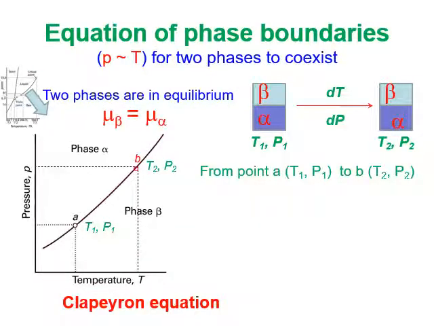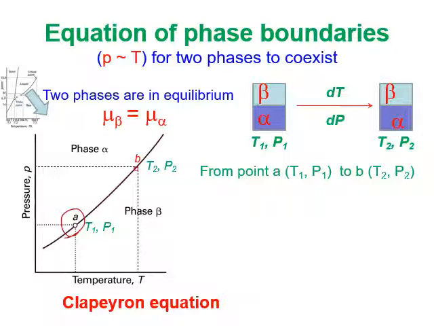In this slide, we are going to derive an equation to describe the phase boundary in the phase diagram. This phase boundary can be any of those three. It can be liquid-vapor, liquid-solid, or vapor-solid. All right, now let's start with point A. The temperature is T1, pressure is P1.